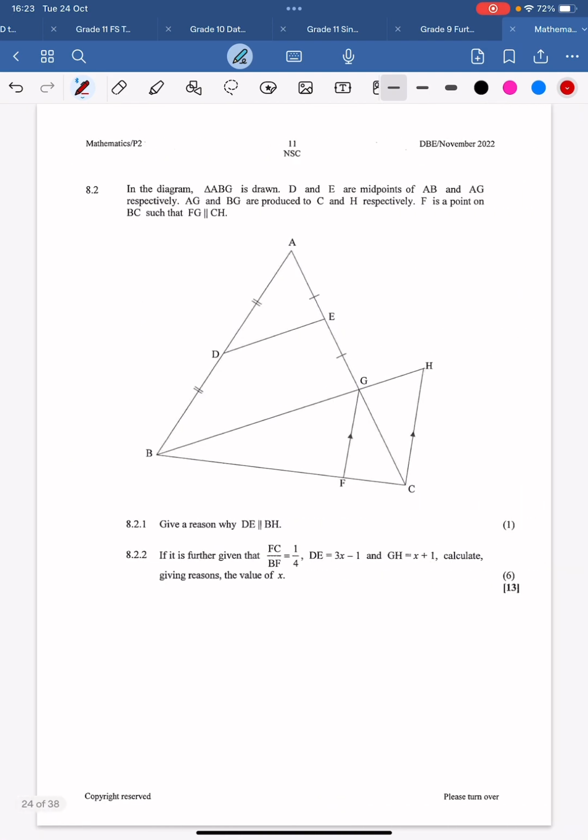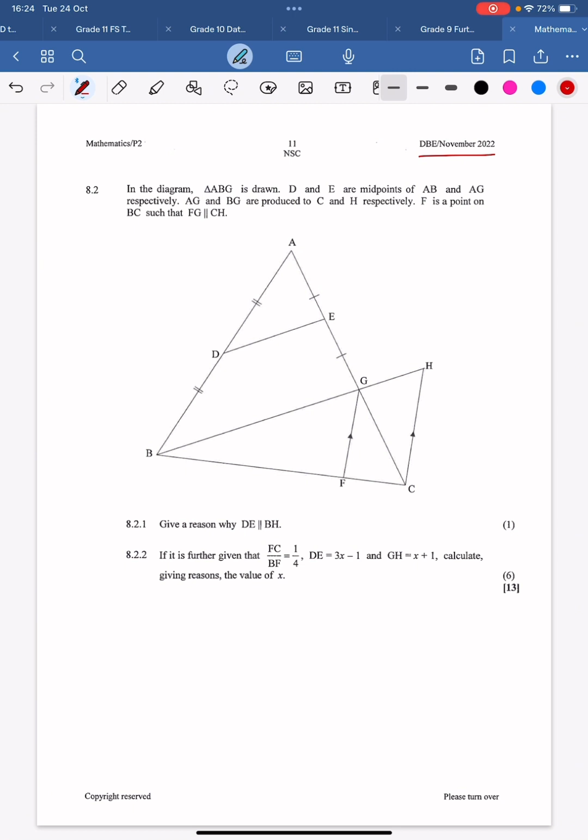I want to move on to the next question, which has to do with proportion theorem and midpoint theorem and so on. This was an interesting question. They don't usually test this section without putting the diagram in a circle. Exams aren't this easy. This is an exam. This is last year's exam that I'm working through. You can see there at the top, DBE November 2022.